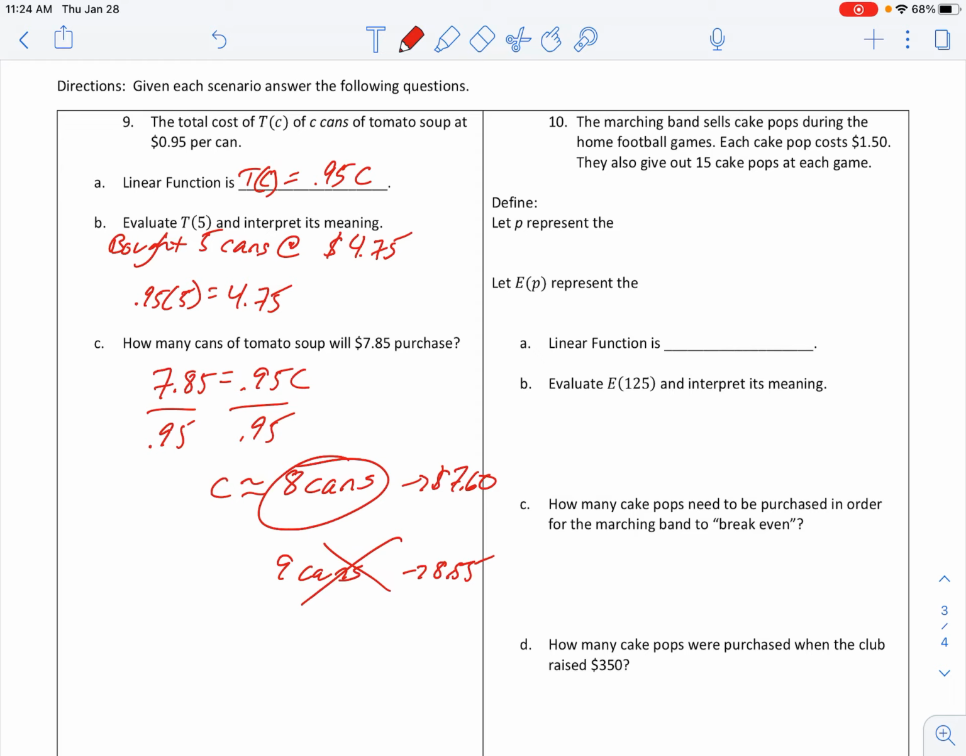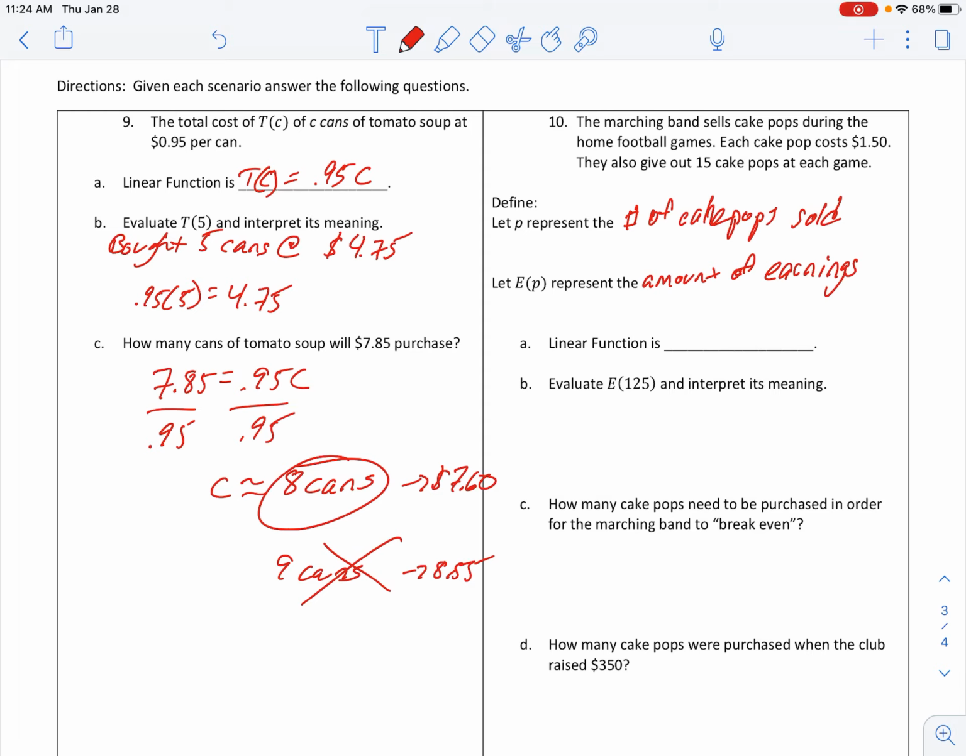All right, last one then is number 10. The marching band sells cake pops during the home football game. Each cake pop costs $1.50, and they also give out 15 cake pops at each game. P is going to represent the number of cake pops sold, and E of P will represent the amount of earnings.